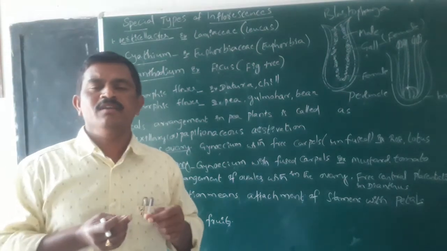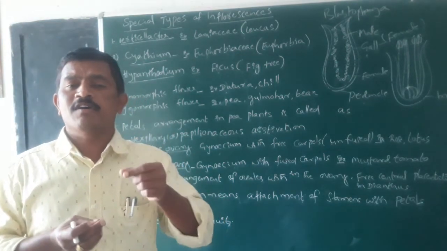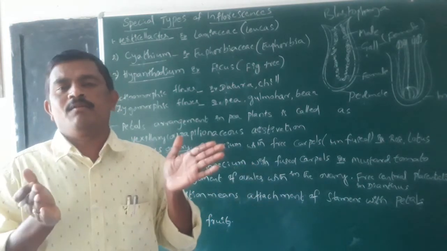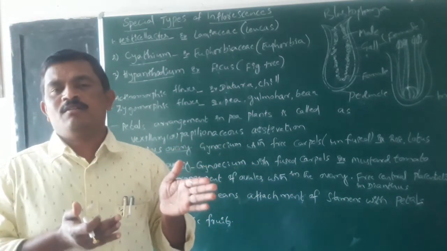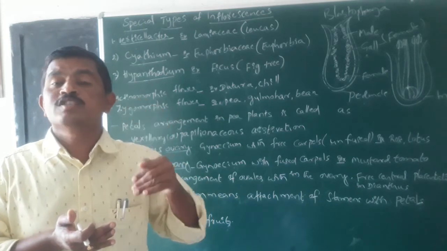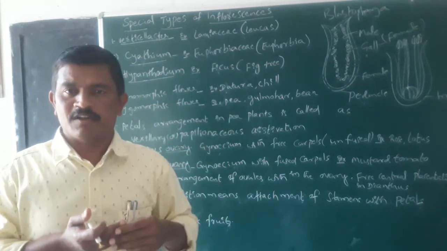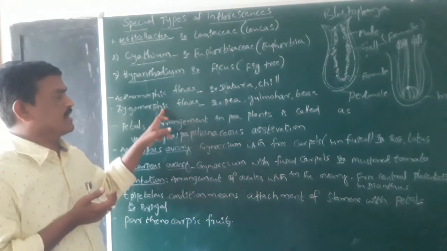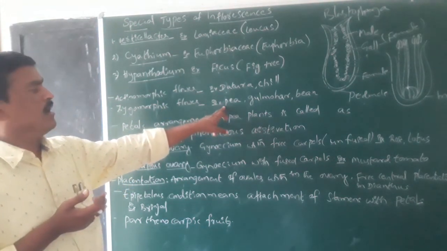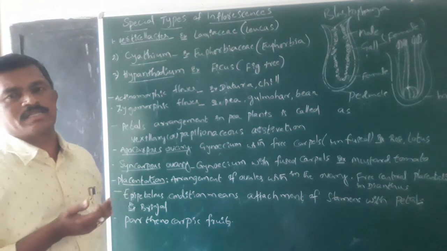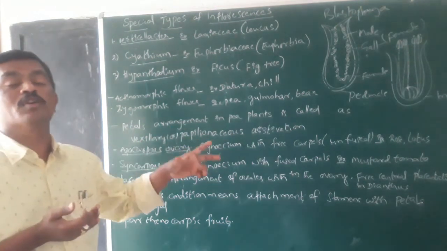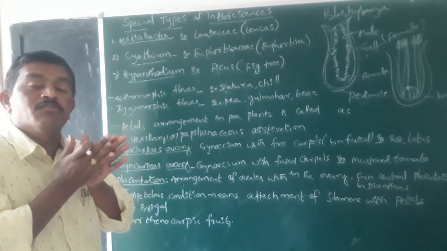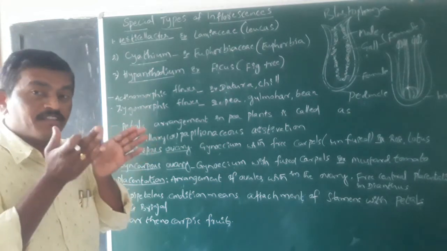Once again I am repeating. Actinomorphic flowers can be cut into two equal halves in any plane from the base of the flower, which is not possible in the case of zygomorphic flowers. Examples of zygomorphic flowers are pea, gulmohar and beans. Most leguminous flowers cannot be divided into two equal halves from the base of the flower.